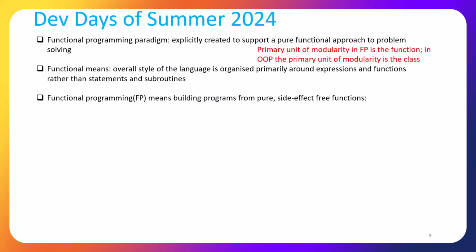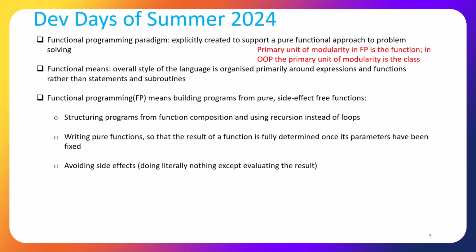And because the impure functions are isolated, that aspect, which is the dangerous part, as it were, can be dealt with effectively. So structuring programs from function composition and using recursion instead of loops, writing pure functions so that the result of a function is fully determined once its parameters have been fixed. So if I say square 2, I should never be surprised by getting an answer which isn't 4. That's what is meant by a pure function.